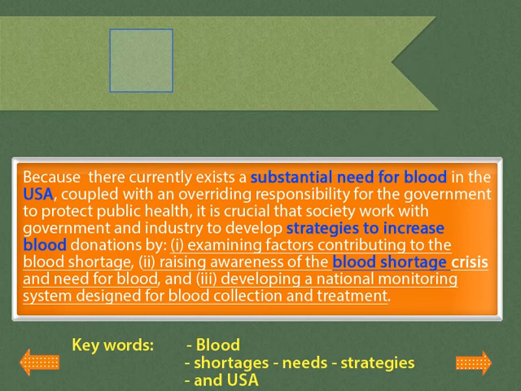Because there currently exists a substantial need for blood in the USA, coupled with an overriding responsibility for the government to protect public health, it is crucial that society work with government and industry to develop strategies to increase blood donations by examining factors contributing to the blood shortage, raising awareness of the blood shortage crisis, and need for developing a national monitoring system designed for blood collection and treatment.